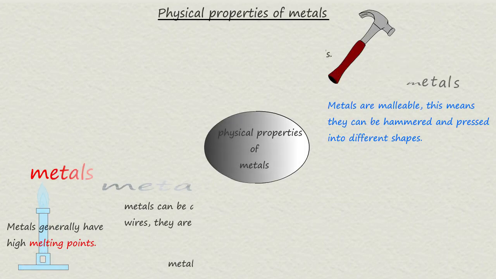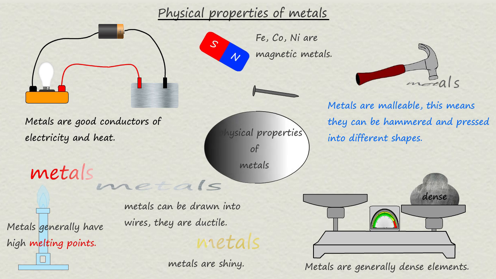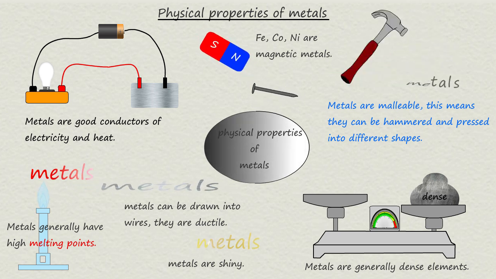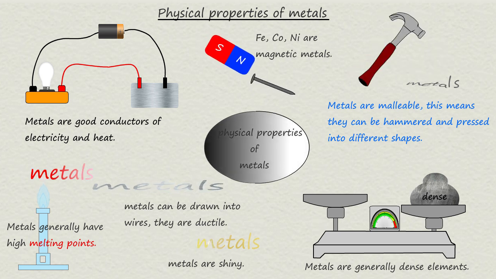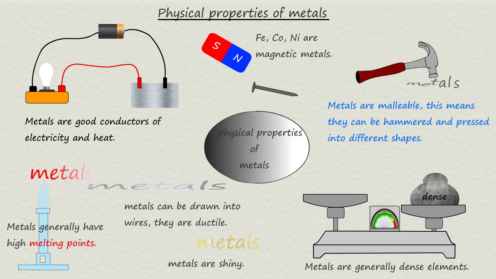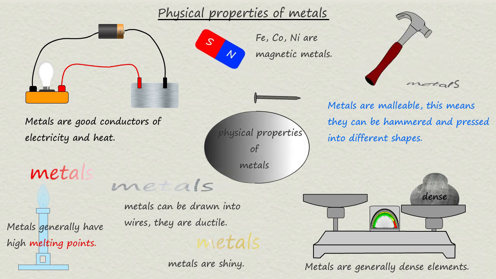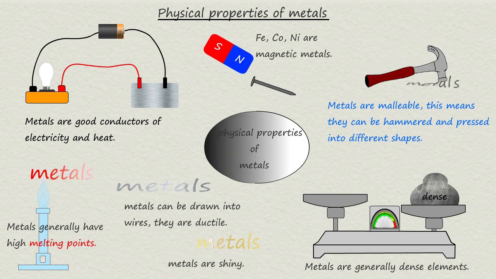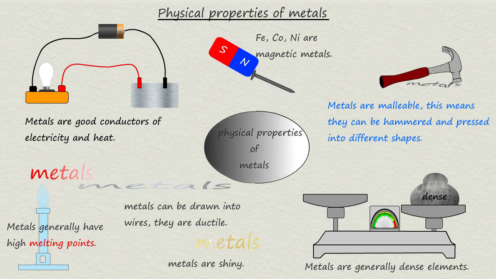Metals have many useful and desirable properties. However, the use of any particular metal will most likely depend upon its physical and chemical properties. Some of the common physical properties of metals are shown on screen. For more information on metals and metallic bonding, check out the separate video on metals and metallic bonding. The links are in the description below.